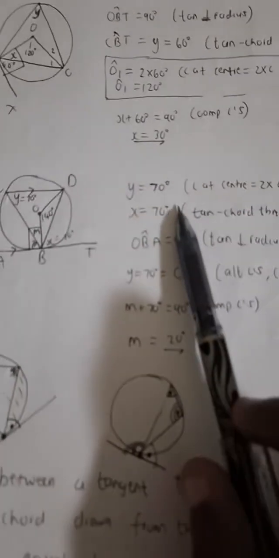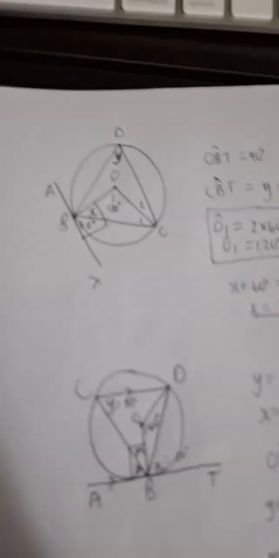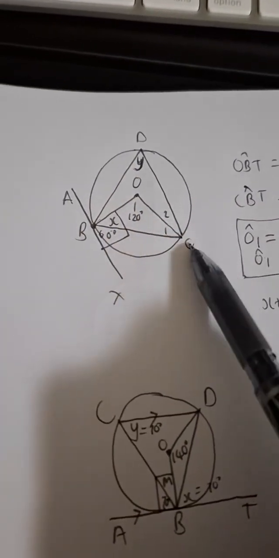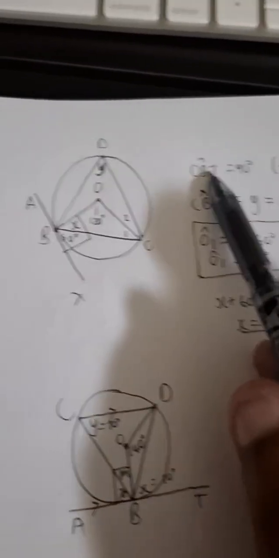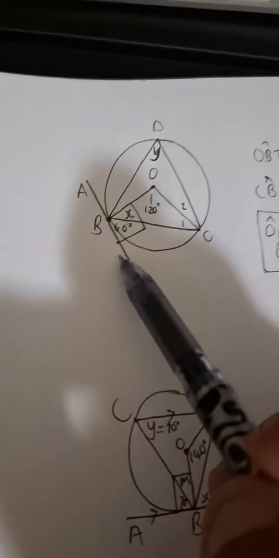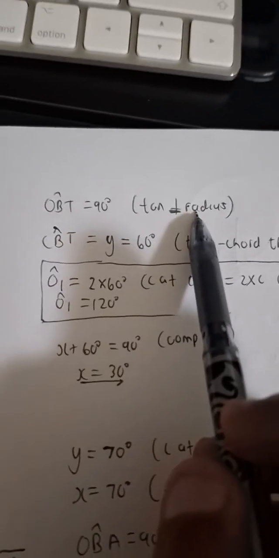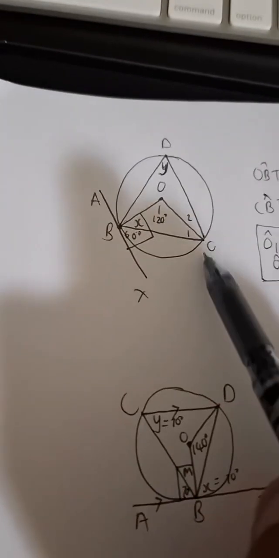Very, very important. So let's come back here. I'm sure you saw when this young man that just joined my live was using the chord theorem. You remember in this problem, he used the chord theorem. Let's just check it out here. When he started off, he said angle OBT is equal to 90 degrees, which is true. Why? Tangent perpendicular to radius. No problem. Then after that, he said CBT.